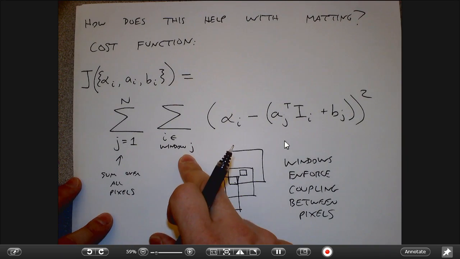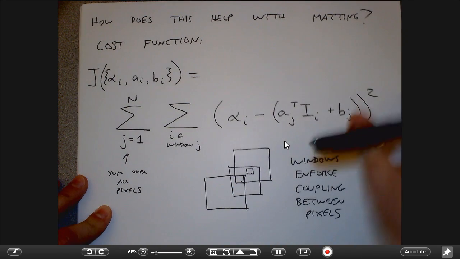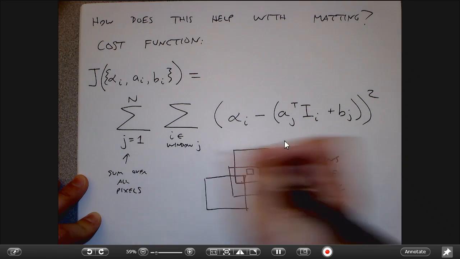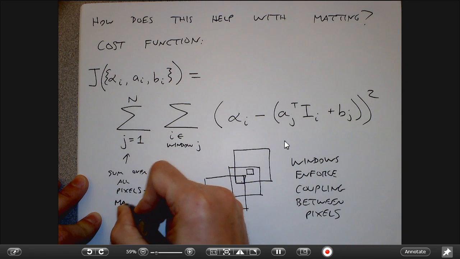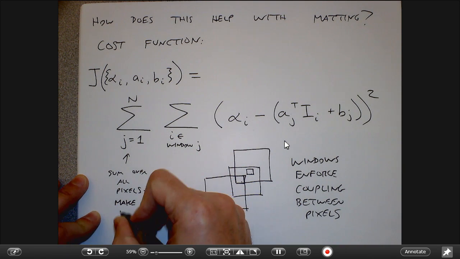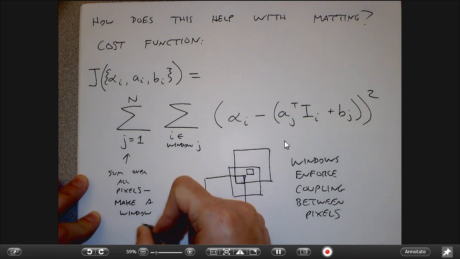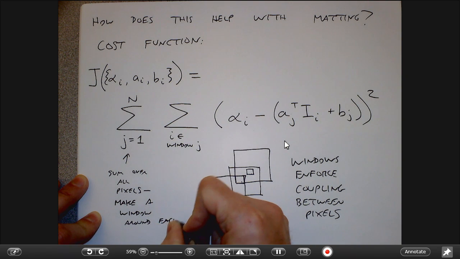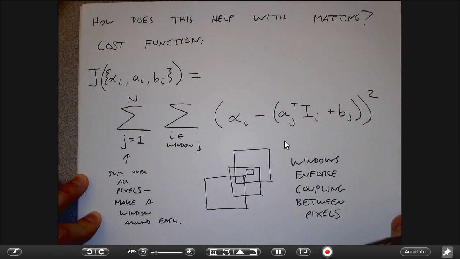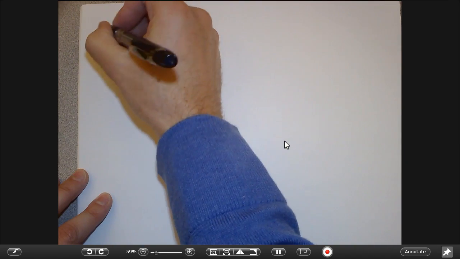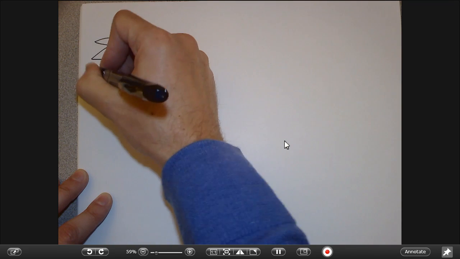Here's what I'm going to do. First of all, I'm going to try and remove this inner sum. The j sum here is basically indexing the windows, right? So it's like saying, make a pixel around each window. So I'm going to keep that guy for the moment. And I'm going to say, okay, what I have is this sum.